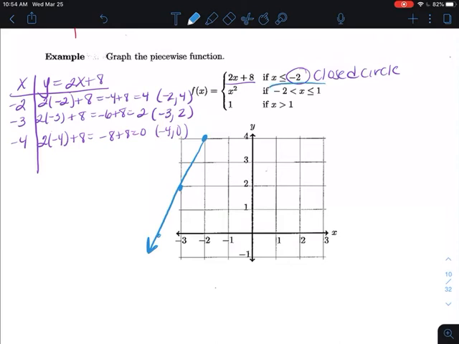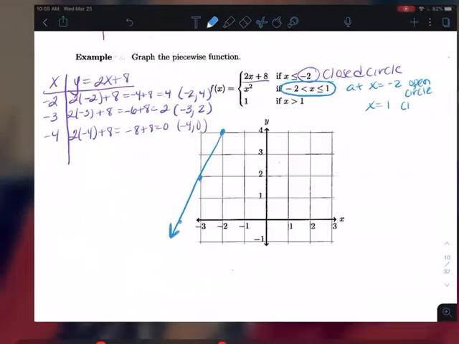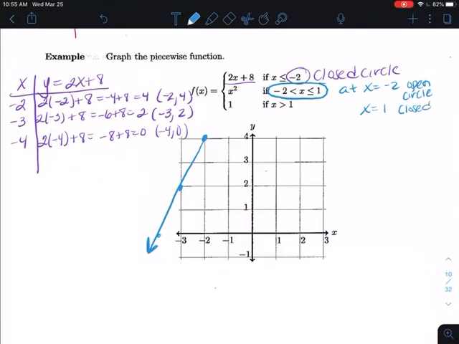Then notice they have this piece here. This graph, they tell you it starts with negative 2 and it ends with 1. At x equals negative 2, you're going to have an open circle. But on the side where it's x equals 1, you're going to have a closed circle. And that's because this is less than or equal to, so that makes it closed. This only has a less than symbol, so it's open.